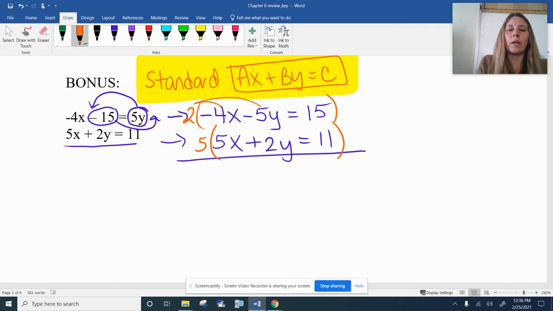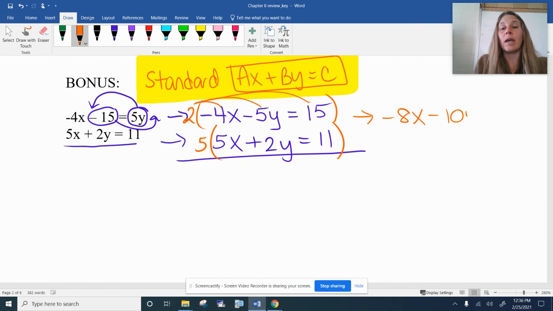So now we're distributing. 2 times negative 4 is negative 8x. 2 times negative 5 is negative 10y. And 2 times 15 is 30. The second equation, we're multiplying by 5. So we're going to get 25x plus 10y equals 55.